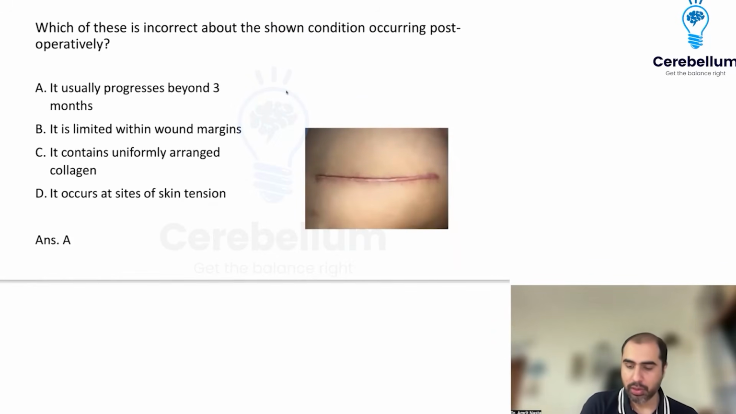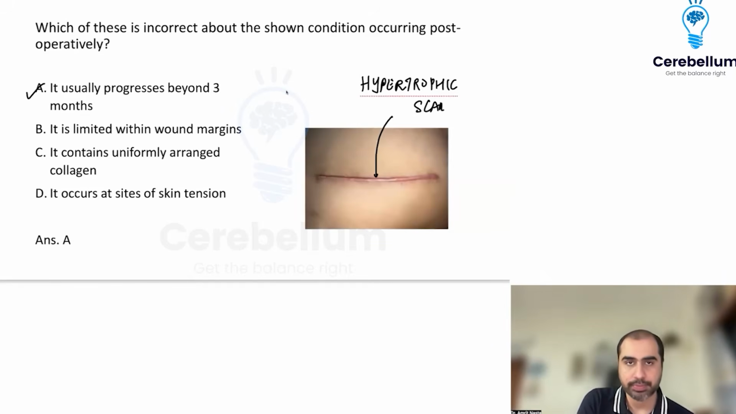What is incorrect about the condition seen post-operatively? It's not a normal scar, it's a hypertrophic scar. Okay, it's not a keloid. Remember, keloid looks like cancer. This is not looking like cancer. It usually will subside in the first 3 months.